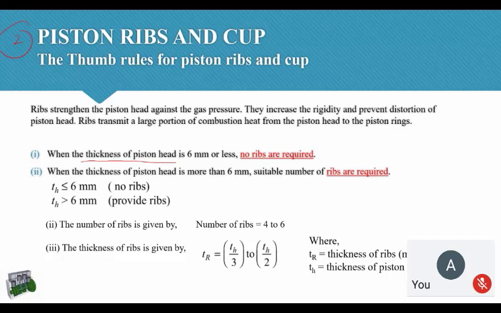Then how much should be the dimension? How much should be the thickness? The thickness should be around 1/3 to 1/2 of the thickness of head. This is the criteria. The thickness of the rib should be around 35% to 50% of the thickness of head.